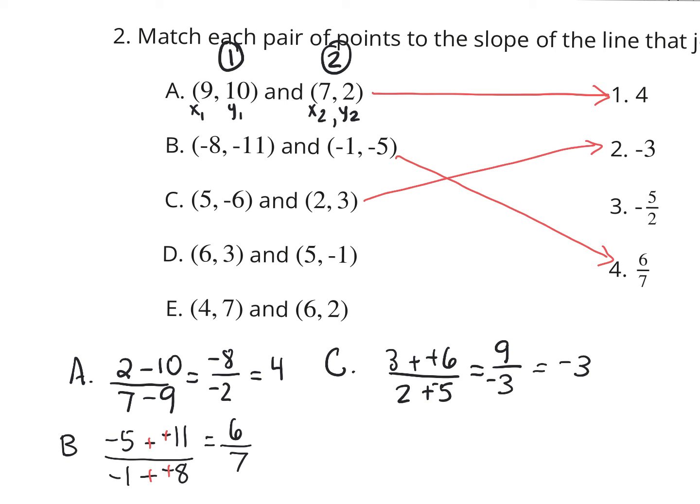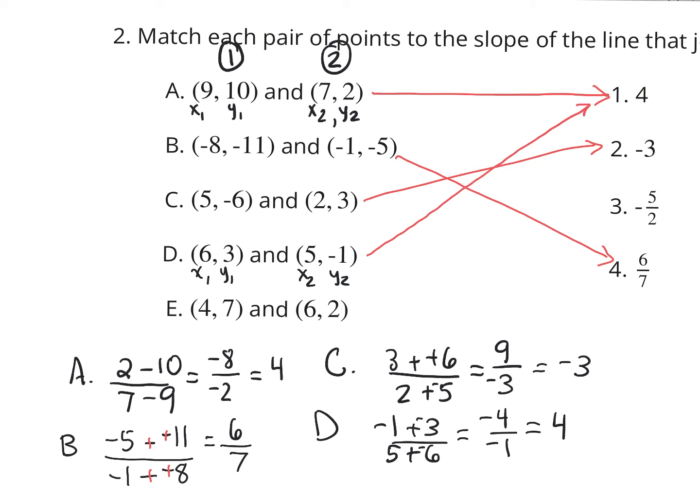Choice D is -1 minus 3 over 5 minus 6. Remember, you can label your points. And you will end up with -1 plus -3 is -4. 5 plus -6 is -1, which turns out to be 4. Remember, we thought there would be a repeat. And now, hopefully you have gotten the last one to be the same thing I have left.